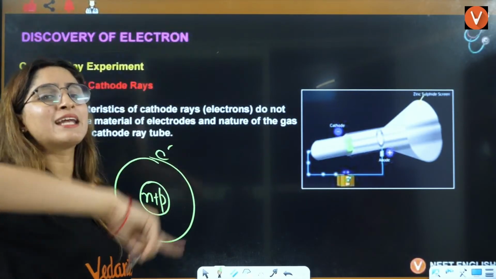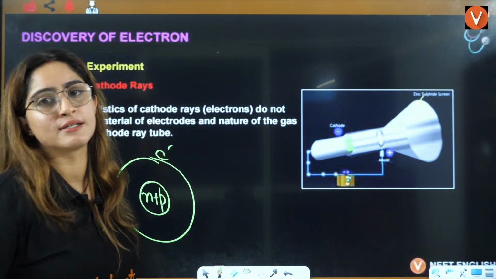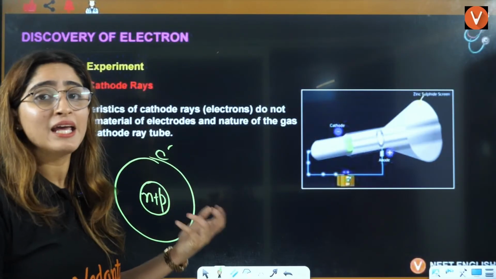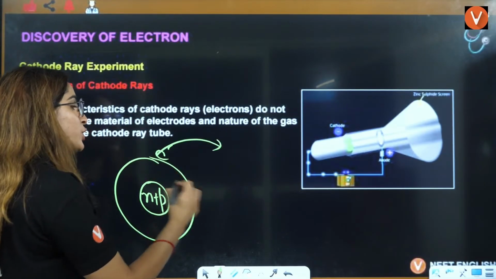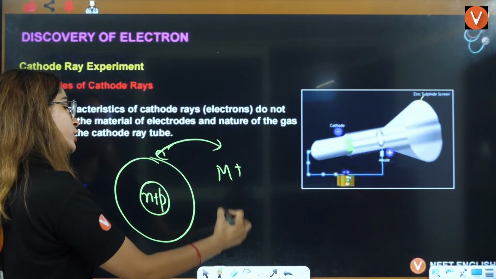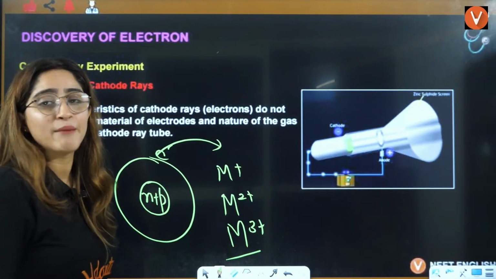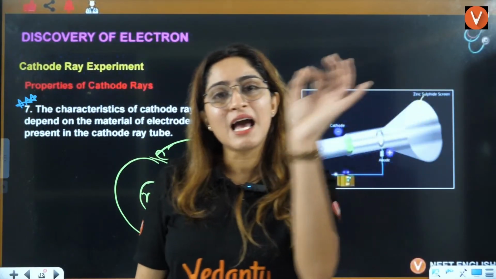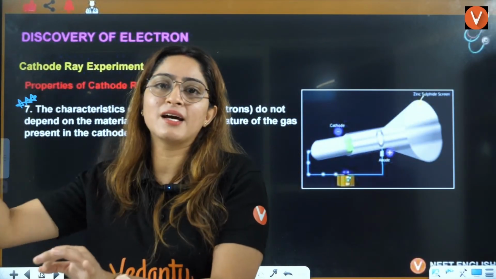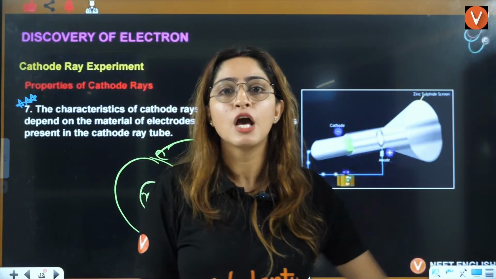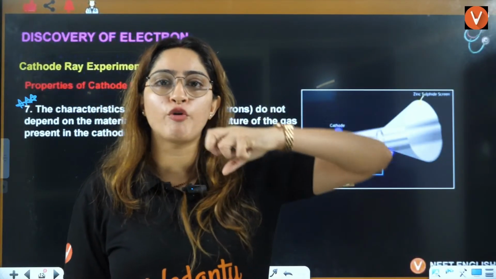They are rotating around the nucleus, right? So that's why you can take one electron and make M positive, you can take two electrons and make M2 positive, you can take three electrons and make M3 positive. So these electrons can be taken out individually, right? It's not like you will take a bunch of electrons.